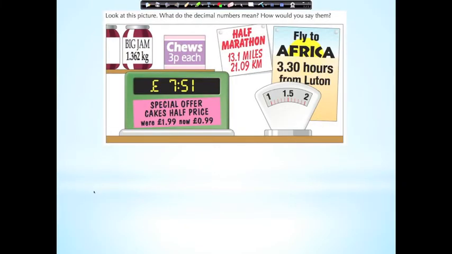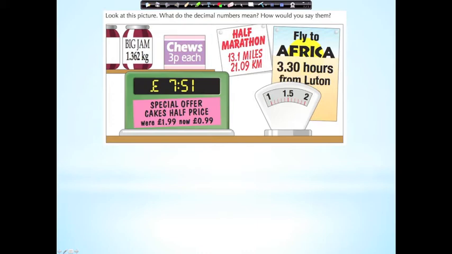Let's have a look at this picture. What do the decimal numbers mean, and how would you say them? Okay, I'm sure for this one here, 7.51, that's £7.51. What else have we got? 1.362 kilograms, so you might be able to convert that into grams. And 3.30 hours from Luton.